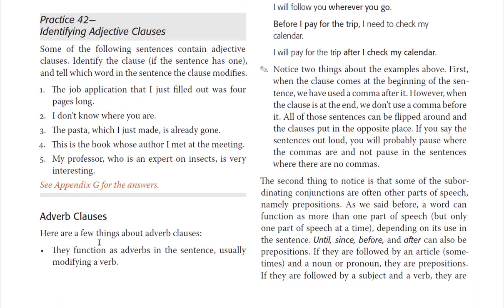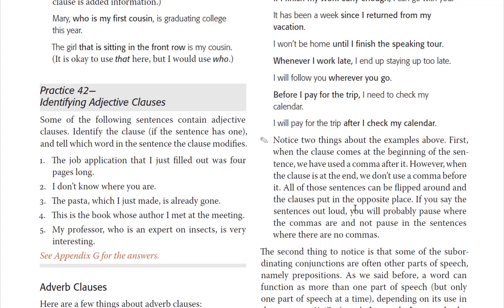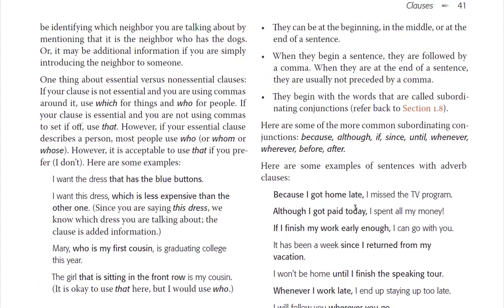Adverb clauses. Adverb clauses are clauses that function as an adverb, modifying a verb. So here are some examples. Adverb clauses can be at the beginning, in the middle, or at the end of a sentence. When an adverb clause begins a sentence, it is followed by a comma. When the adverb clause is at the end of the sentence, there are no commas. Adverb clauses are dependent clauses that always begin with a subordinating conjunction. Some common subordinating conjunctions include because, although, if, since, until, whenever, wherever, before, after.